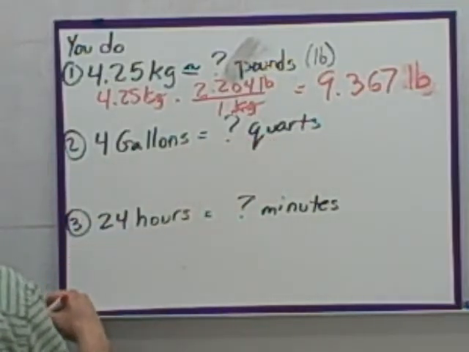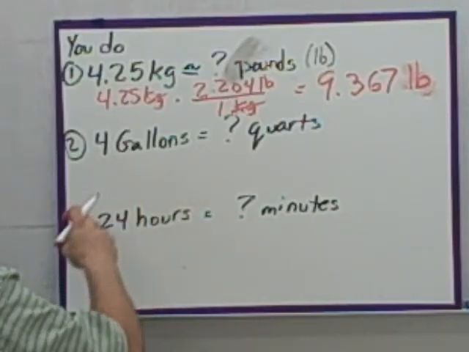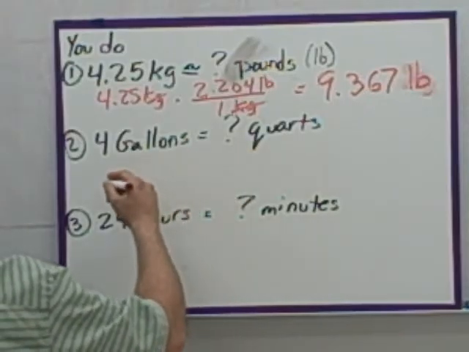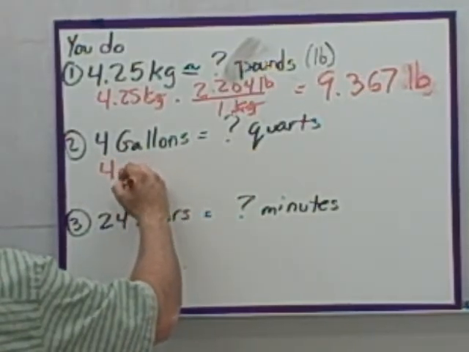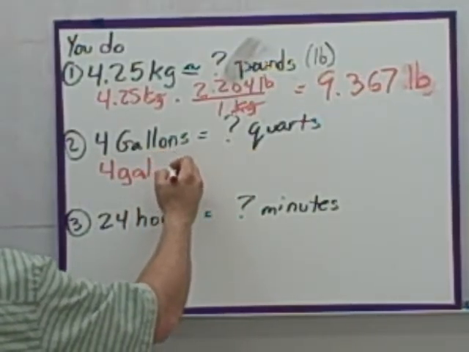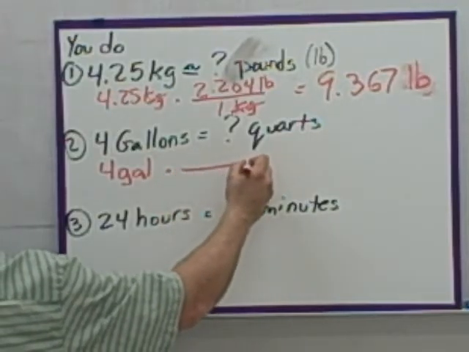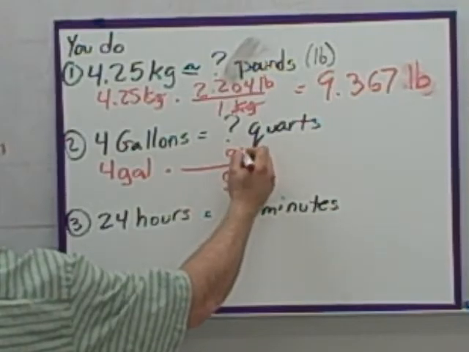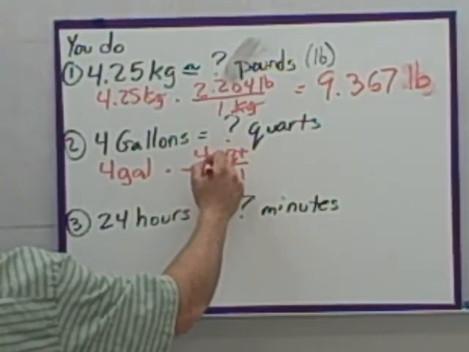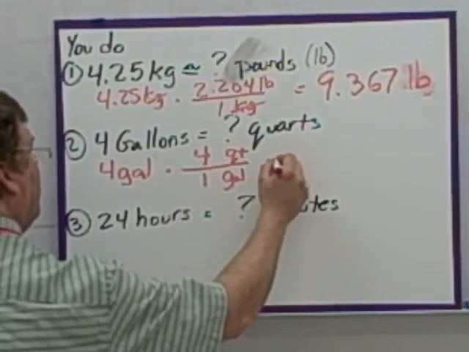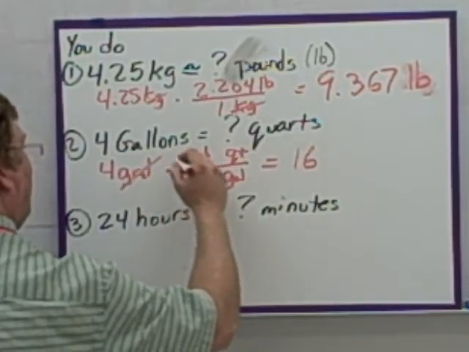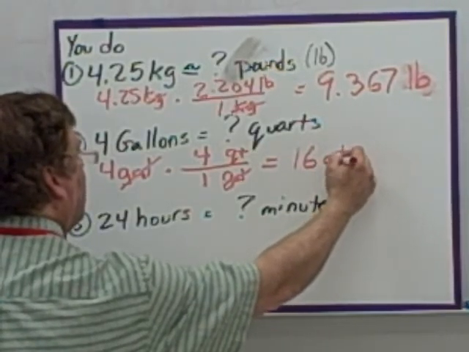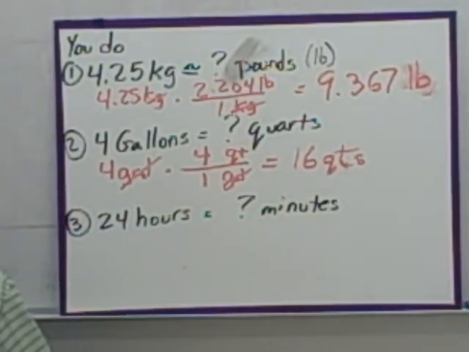4 gallons is how many quarts? On the FCAT reference sheet, it says that 1 gallon is equal to 4 quarts. So 4 gallons times something that has gallons on the bottom and quarts on the top. 1 gallon equals 4 quarts. 4 times 4 is 16. The gallons cancel out. You're left with 16 quarts.